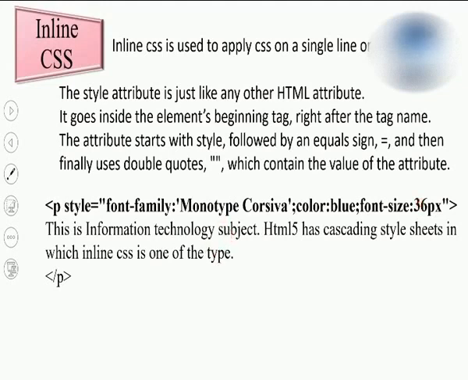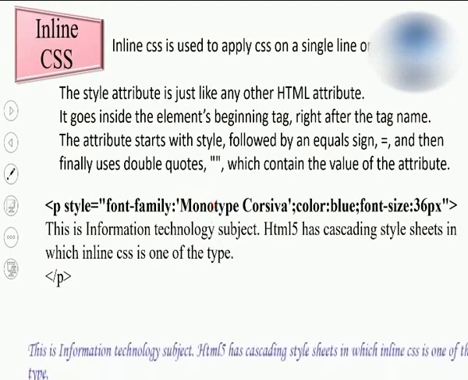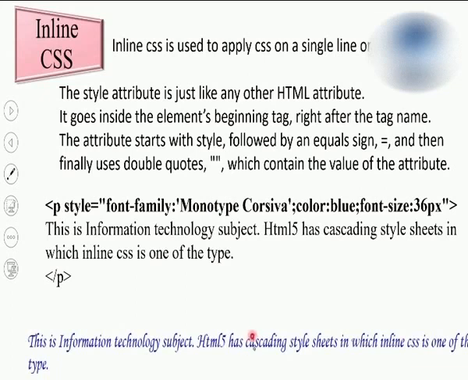Students, I wrote this in a paragraph because the paragraph tag is a pair tag. And if I write this code in my body tag, how will I get the output? Something like this. It means I will get a blue color, Monotype Corsiva font and 36 size.